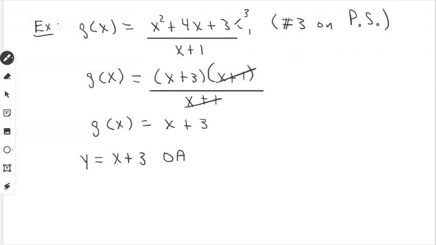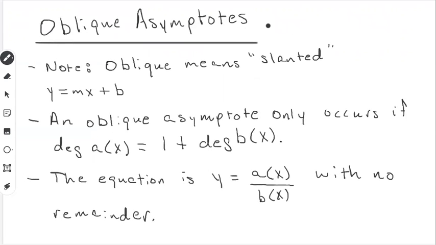And do know from the last slide that oblique means slanted. So your graph is going to have a slope to it. In that last case, the slope was 1, right? Y equals x plus 3. We know that the y-intercept with that would be 3. But the oblique asymptote will only occur if the degree on the top is equal to 1 plus the degree of the bottom. That's the only time that these rare asymptotes will occur, is when the degree of the top is equal to 1 plus the degree of the bottom.